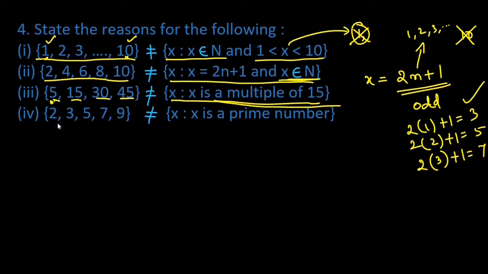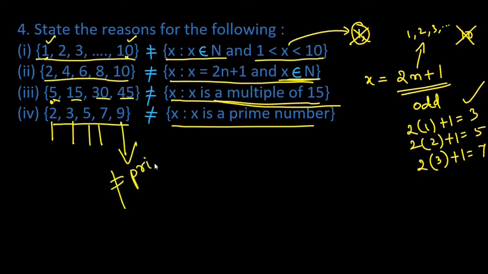Then fourth one, the list has 2, 3, 5, 7, 9. And in set builder form on the right side we have x is a prime number. So out of this list given on the left side, 2, 3, 5, 7, these are prime numbers. But 9 is not a prime number. 9 is not prime. So these two sets are unequal.